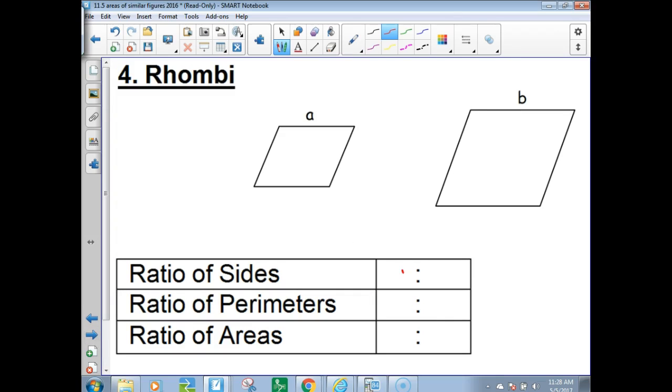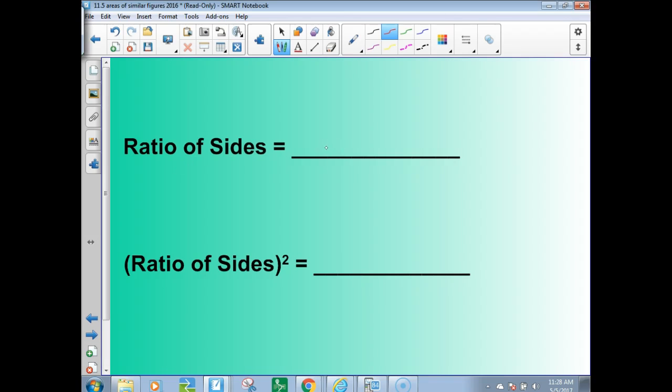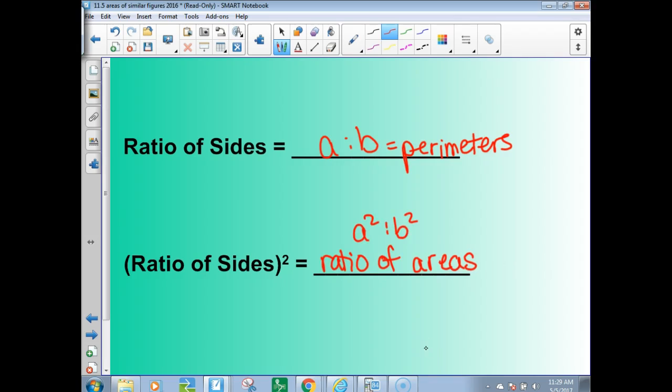If you're doing rhombi, ratio of the sides A to B. Ratio of the perimeters would also be A to B. But the ratio of the areas would be A squared to B squared. So we generalized it down. That's the format for all similar figures. Okay, so the ratio of the sides equals A to B, or equal to the perimeters. And the ratio of the sides squared is the ratio of the areas, and that's A squared to B squared. All right, so sides and perimeters are the same. Area is when you square it.